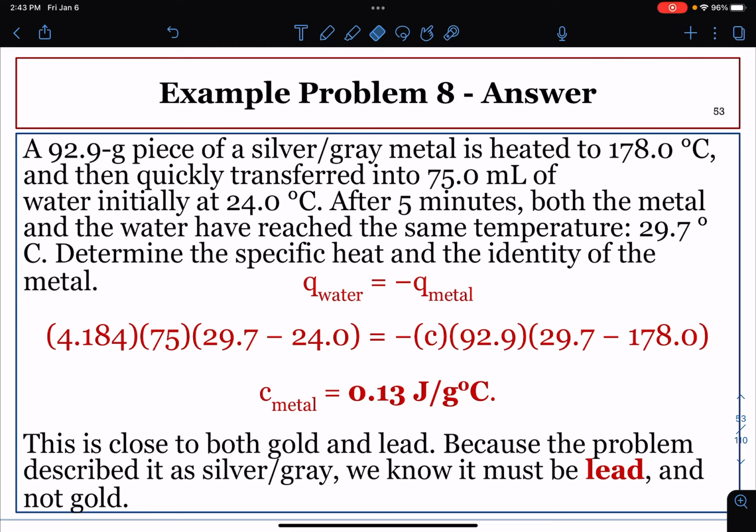Here is the problem all worked out, and the end answer is 0.13 for the specific heat of the metal. If you look at a list, you can see that both gold and lead are very close to 0.13. Because the problem is describing the metal as silver gray, it must be lead and not gold.